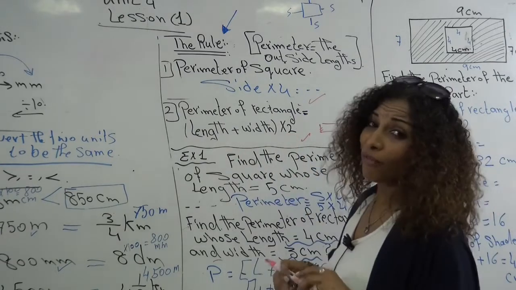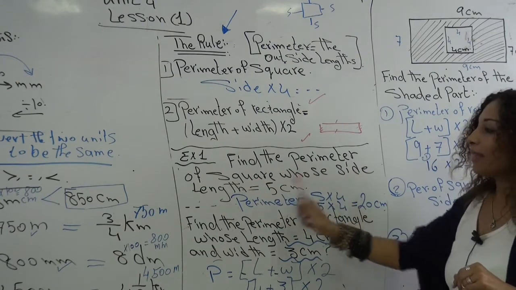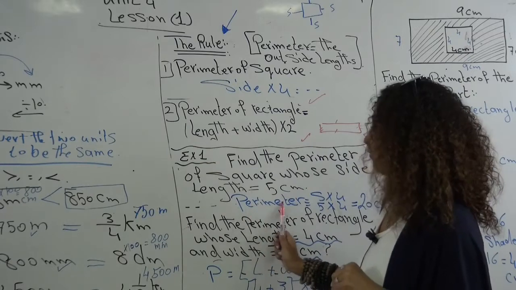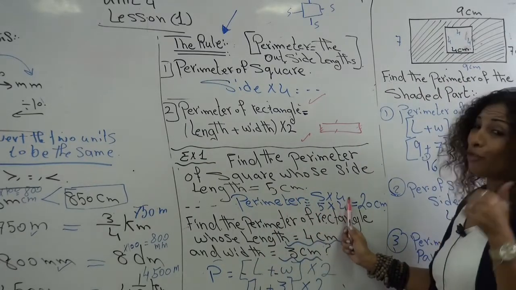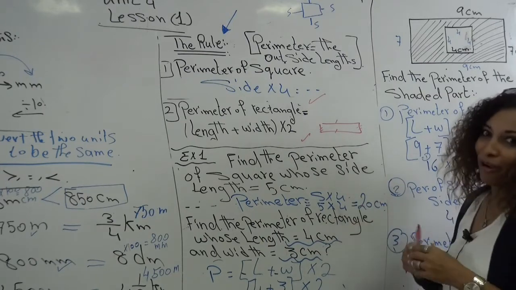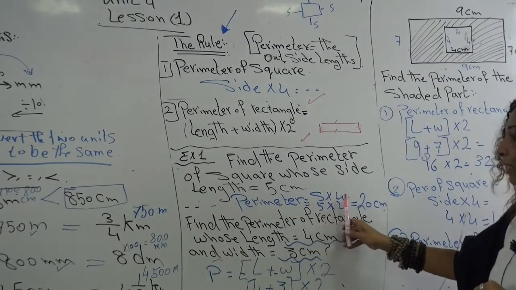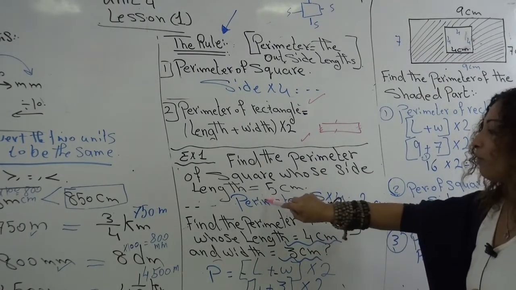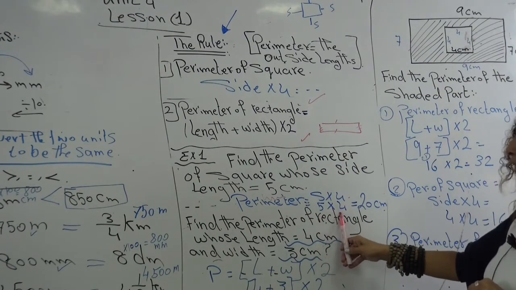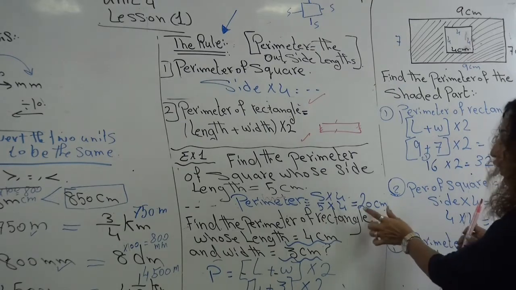Let's start to solve example number 1. Find the perimeter of a square whose side length equals 5 centimeter. So perimeter of a square equals side times 4. You have to write the rule first, and then substitute the letters by a number. Side here in my example equals 5 centimeter, so it will be 5 times 4 equals 20 centimeter. This is the perimeter of a square.